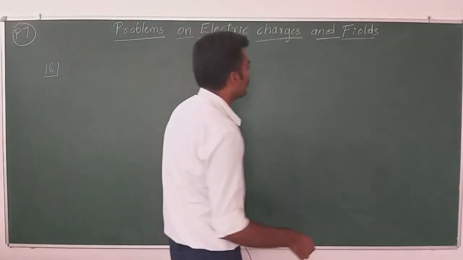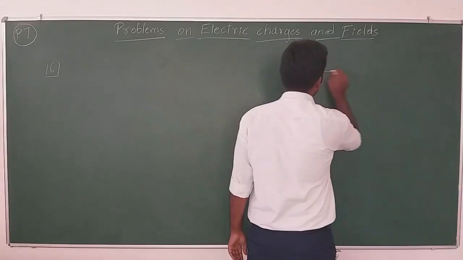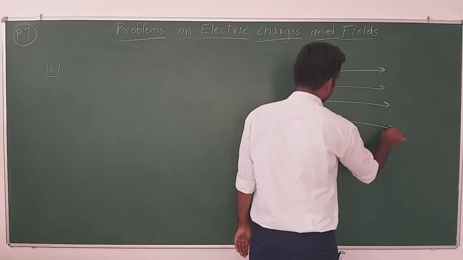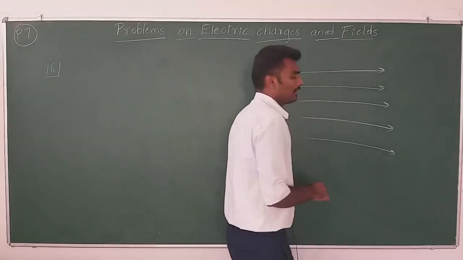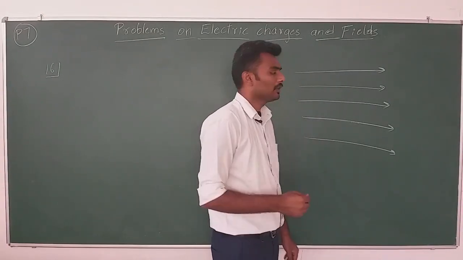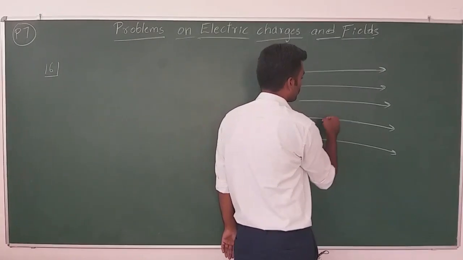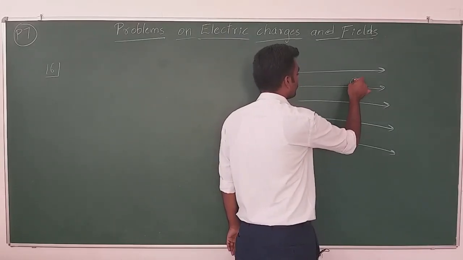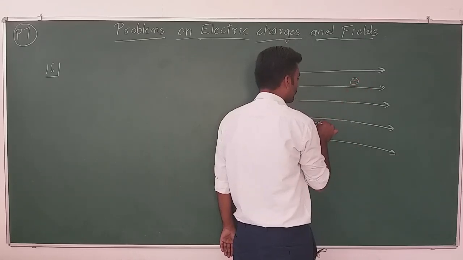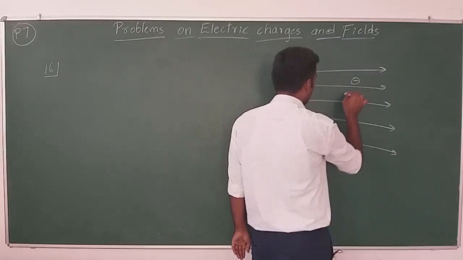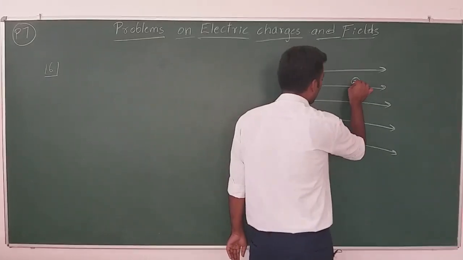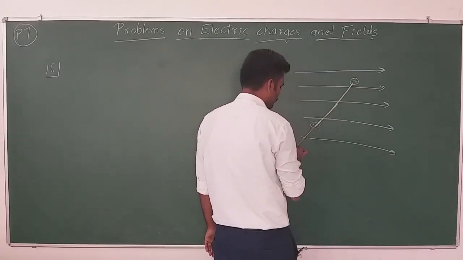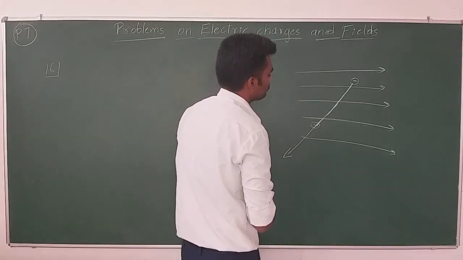Now you see the question is as follows. You have a uniform electric field set in the medium, and in this uniform electric field we also have a dipole kept. This dipole is equal and opposite charges like this, and the direction of the dipole is always from negative to positive, somewhat like this.